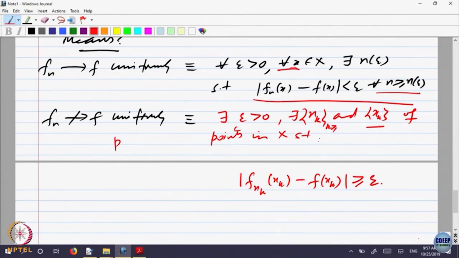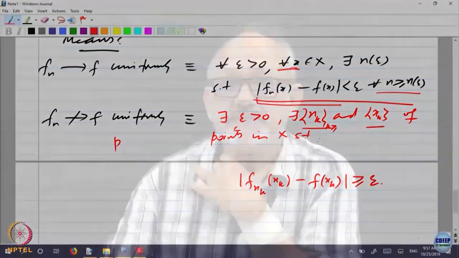And for x k, what is going bad? |f n of x k minus f of x k| is not less than epsilon, for what n? Given any stage, I can find something after which. So that is the same as finding a subsequence x n k, n k. This is what it means to say that the sequence does not converge uniformly. So this gives us a way of testing when something is not converging uniformly.